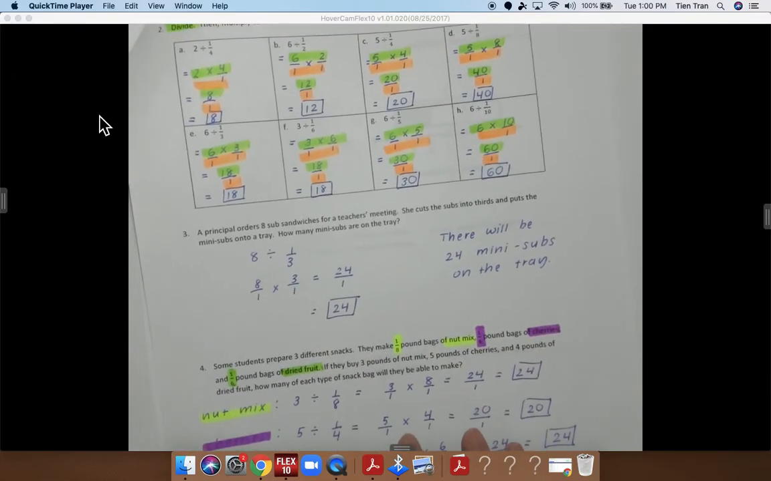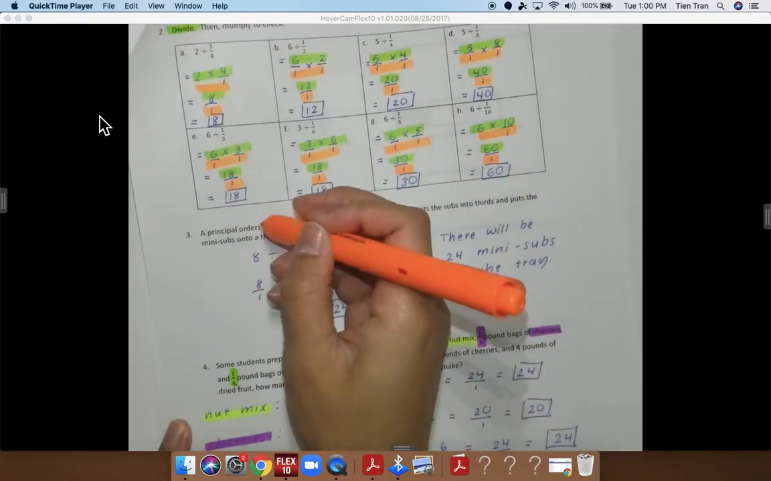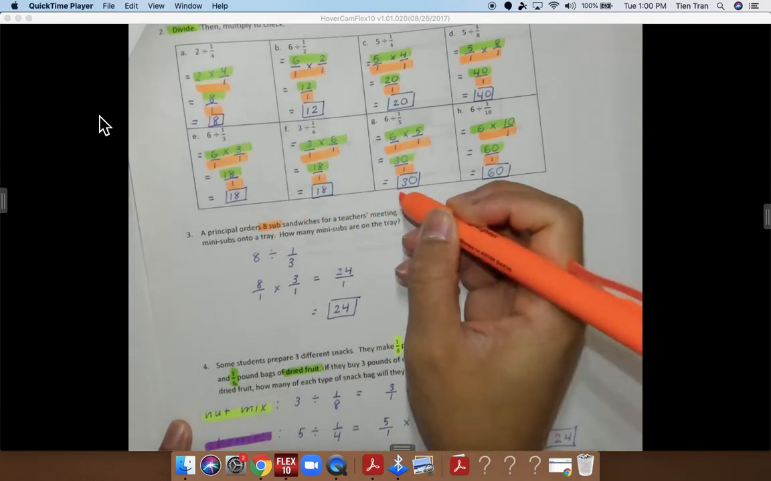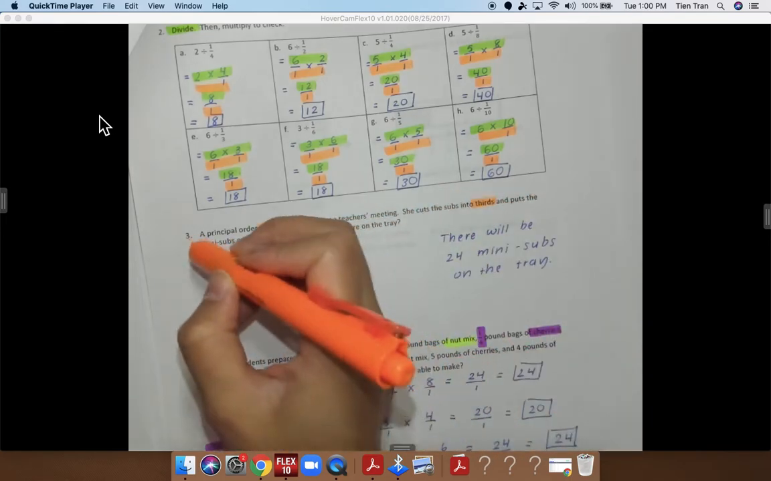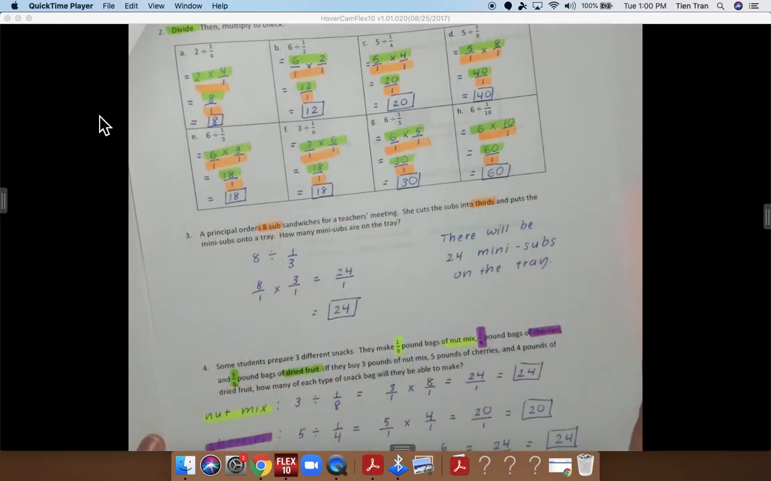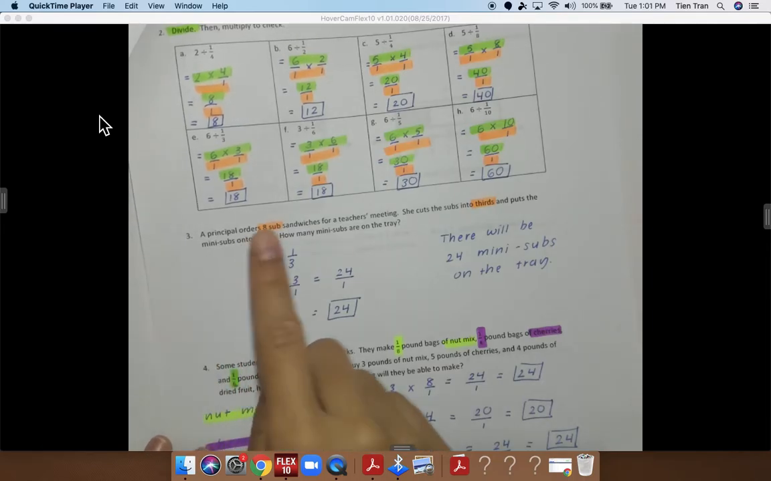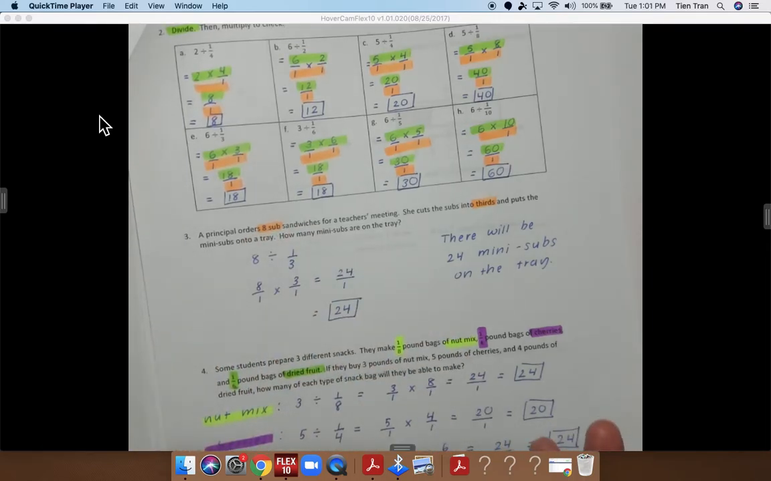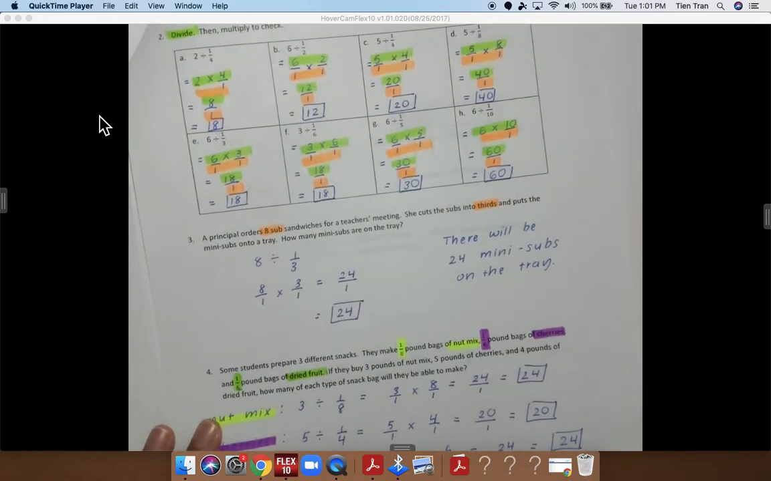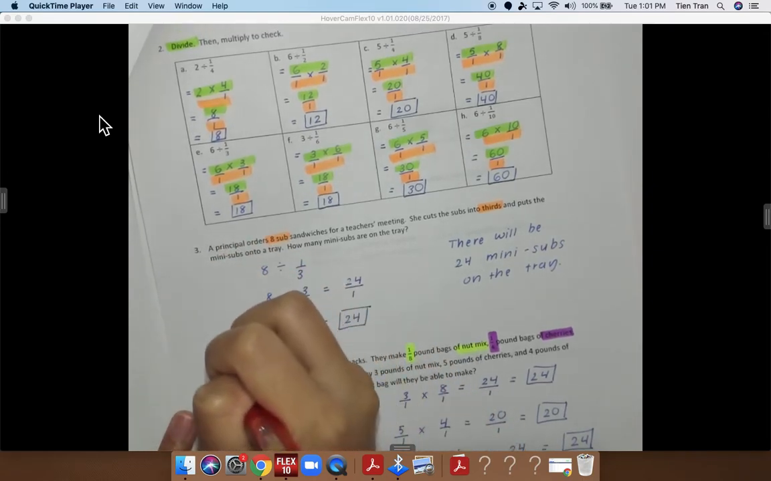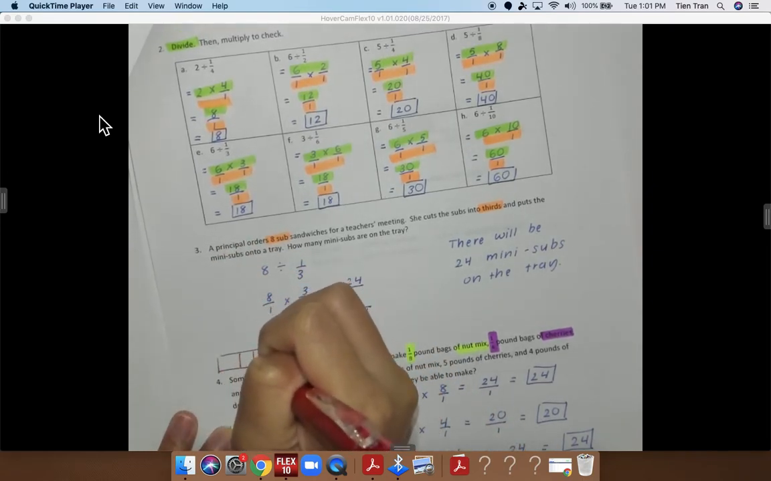For part 3, a principal orders 8 sub sandwiches. For a teacher's meeting, she cuts the subs into thirds and puts the mini subs onto a tray. How many mini subs are on the tray? So we have 8 subs, so that means that you have 8 sandwiches. And what she did was she cut all of those 8 pieces into thirds. So if you want to draw it out, you can, but this is what it looks like. One sandwich, she cuts it into 3 pieces.